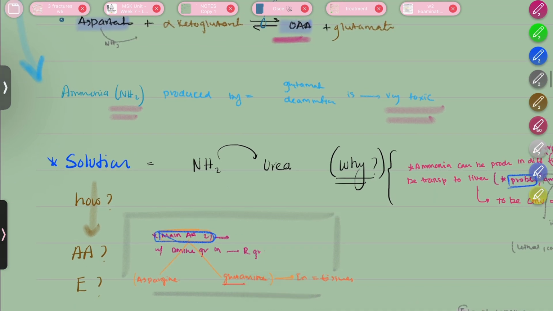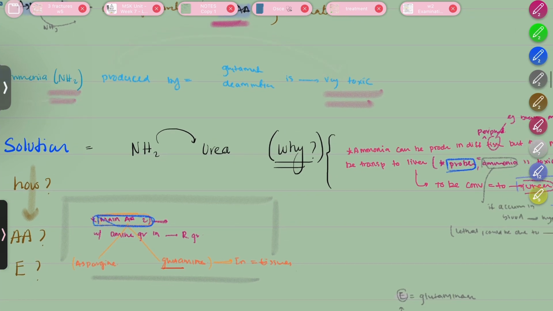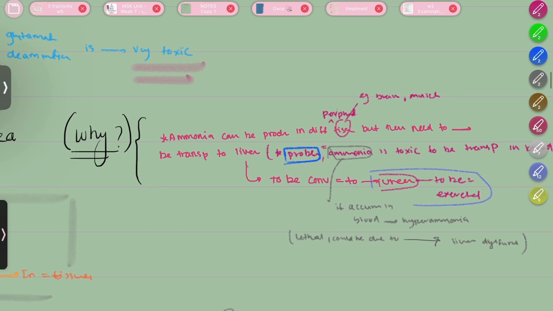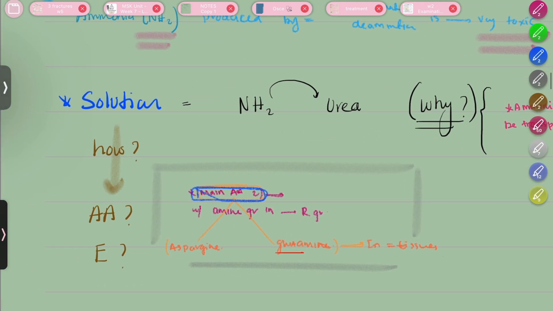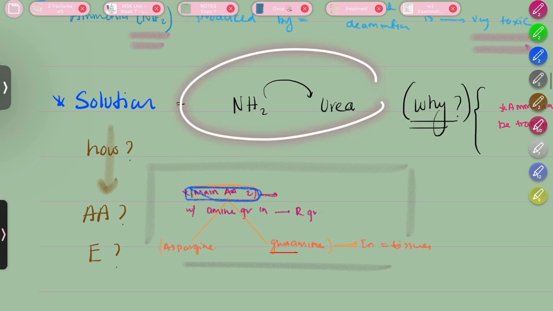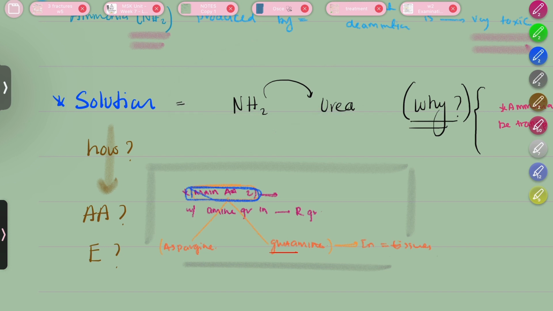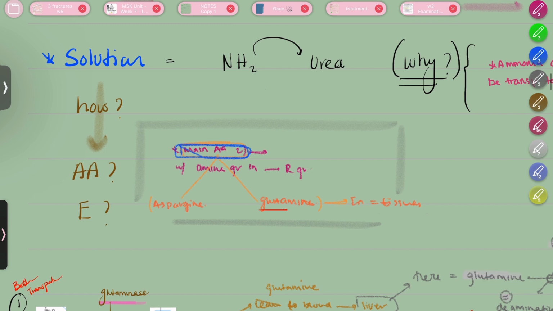Why don't we want free ammonia in our blood? That's because ammonia is very toxic in the blood, okay? And we know that ammonia can be produced in many different tissues, whether the brain or the muscle, and that also presents a very big problem. So in order to resolve this problem, we need a solution, which is basically converting this ammonia into urea, which is also toxic but has less toxicity than ammonia. Okay, and this step, which is the conversion of ammonia into urea, is known as the urea cycle or the urea synthesis. So how is that done?